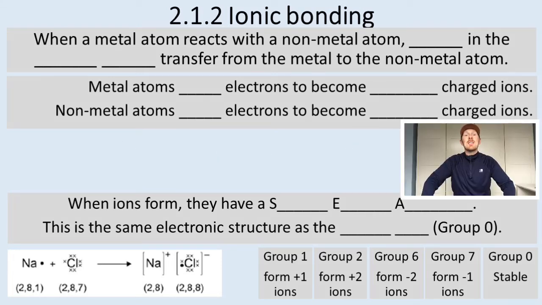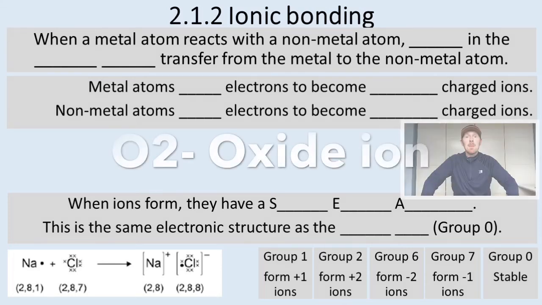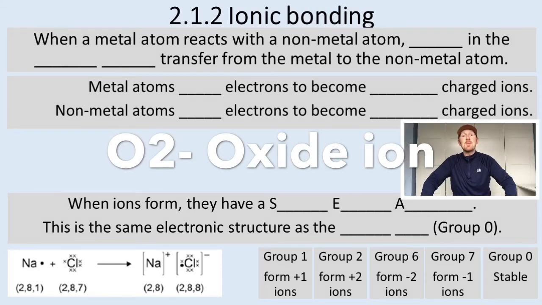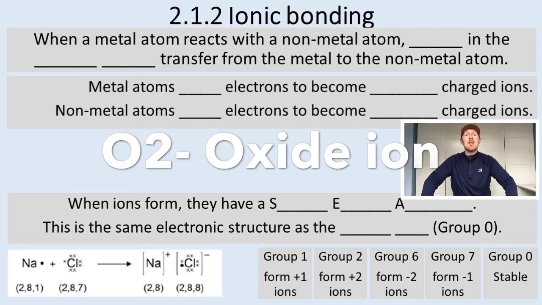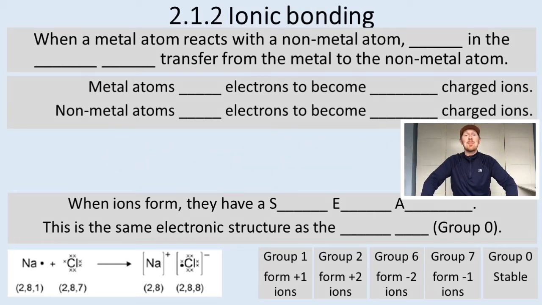The other group that you need to consider knowing about is group 6. So for instance, oxygen. Oxygen gains 2 electrons to form an O2- ion. But just like the halogens, it doesn't become an oxygen ion, it becomes an oxide ion. Make sure you've got the confidence to explain how atoms form ions in ionic compounds.